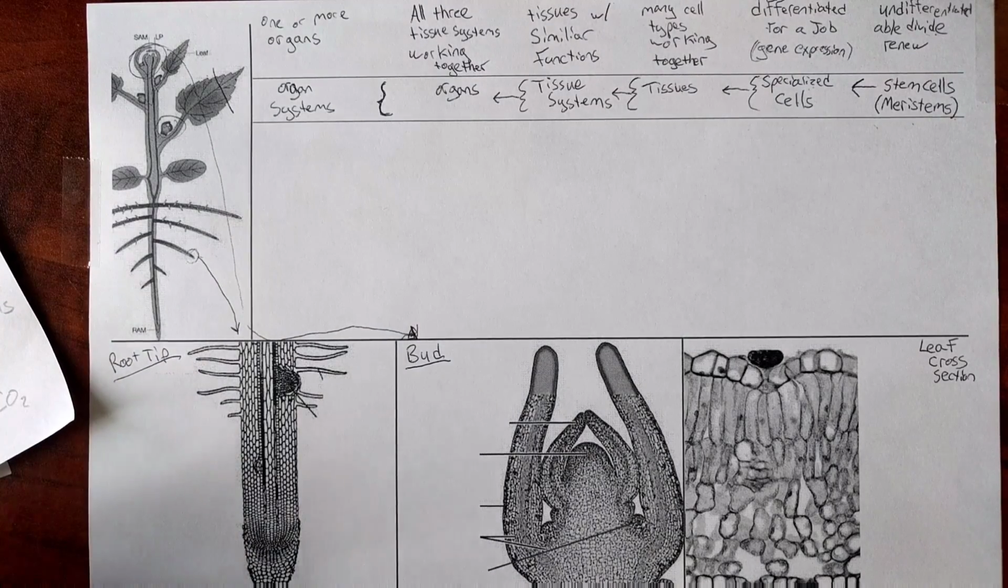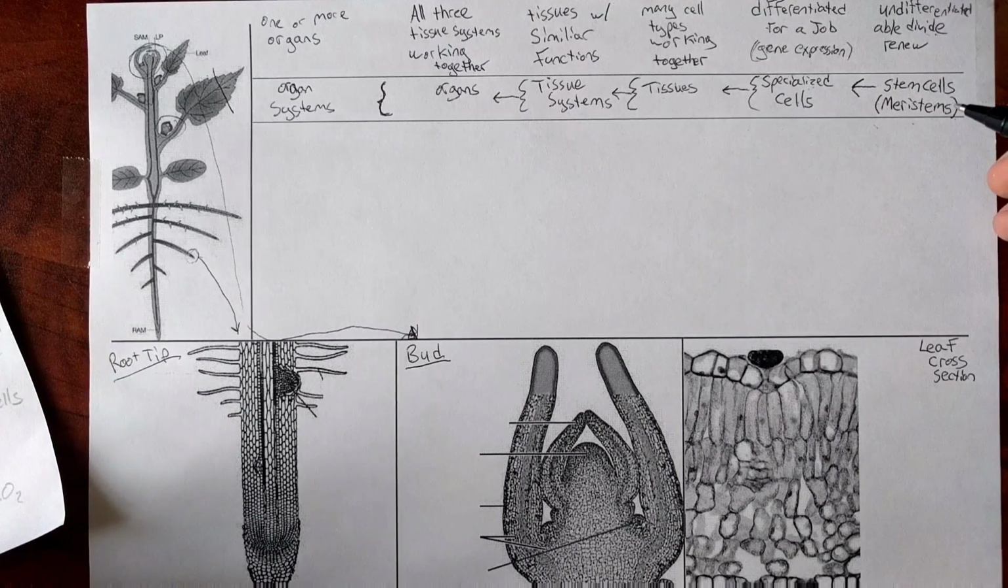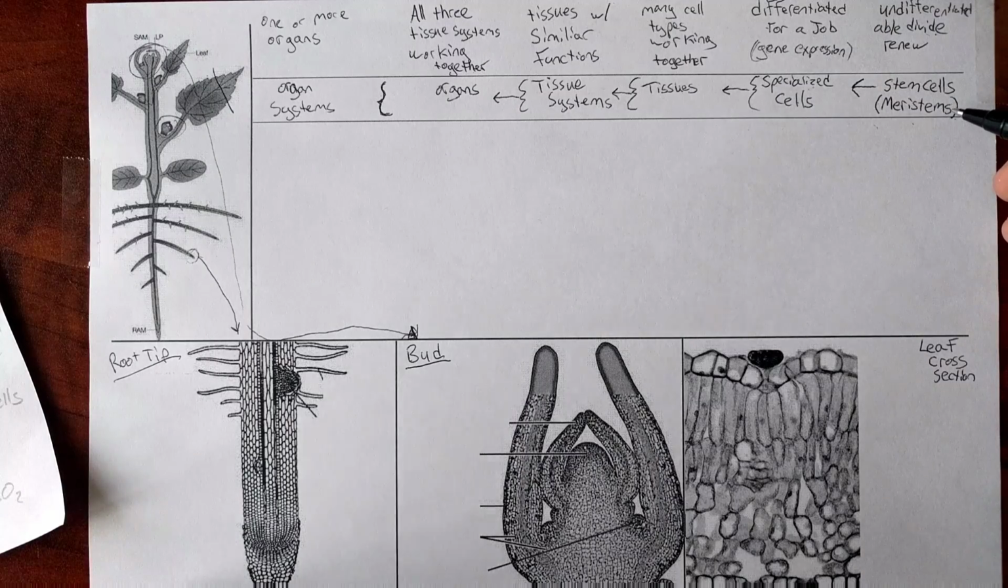All right, start again at the small end. In plant cells, we're not going to talk about particular cell types or anything like that. We're going to talk about the types of growth that result from meristems and where you're going to find them.